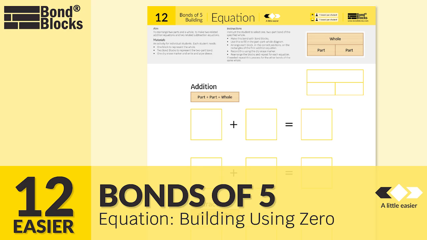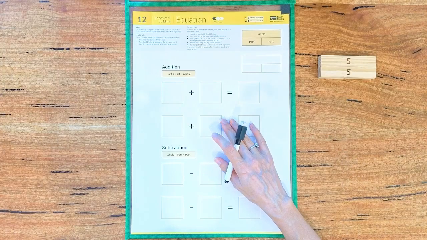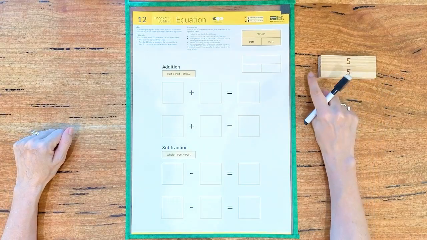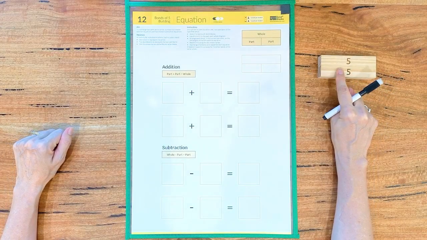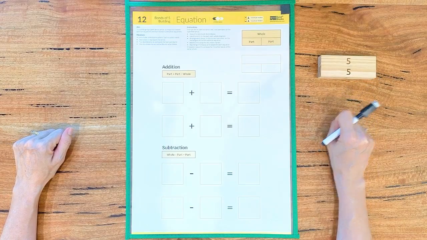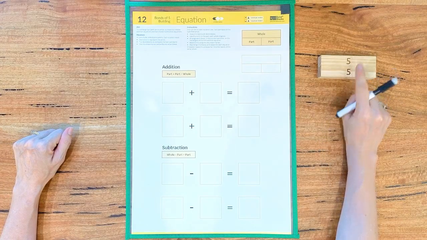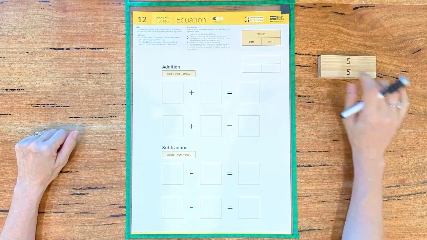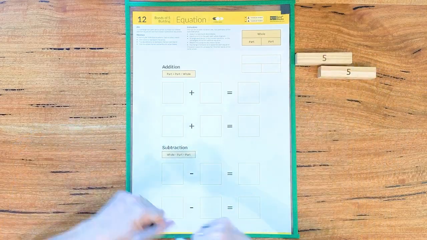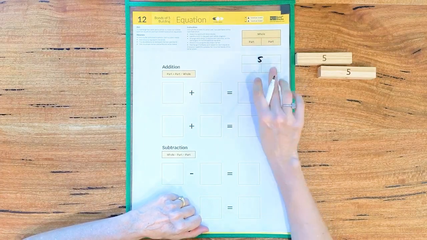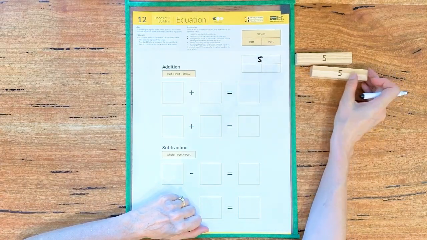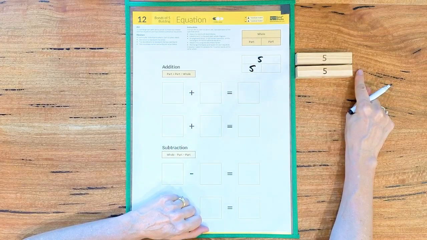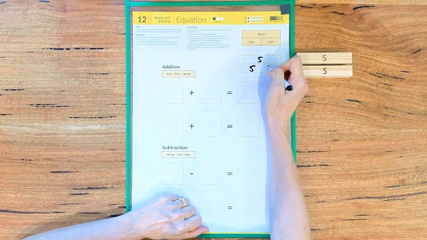0 can be a little tricky when writing equations, so I'm going to model this for the whole of 5 is equal to the part of 0 and 5, or I could point to it saying the whole of 5 is equal to the part of 5 and 0. This 5 is my whole. One of these two bars needs to be a 5, it doesn't matter which one, and the other is the part of 0.